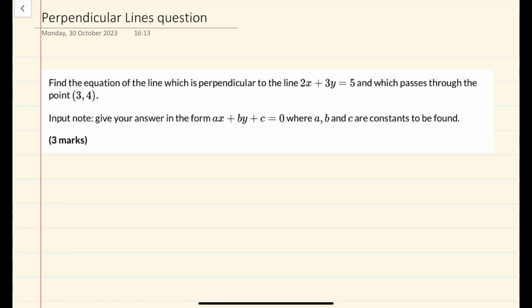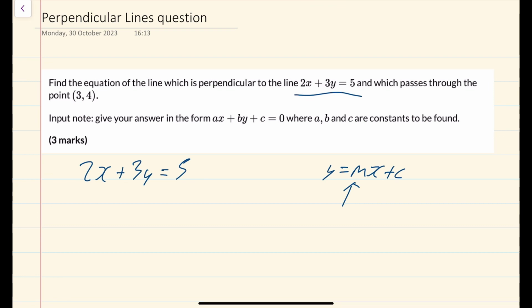So first of all, my line is in a difficult format. So the first thing I would do is rearrange my line. So 2x plus 3y is equal to 5. What I want to do is rearrange it and get it into the form y equals mx plus c, because once it's in that form, I can read off very easily what the gradient is. And a perpendicular line will have a negative reciprocal gradient. So we're just going to rearrange our line over here.